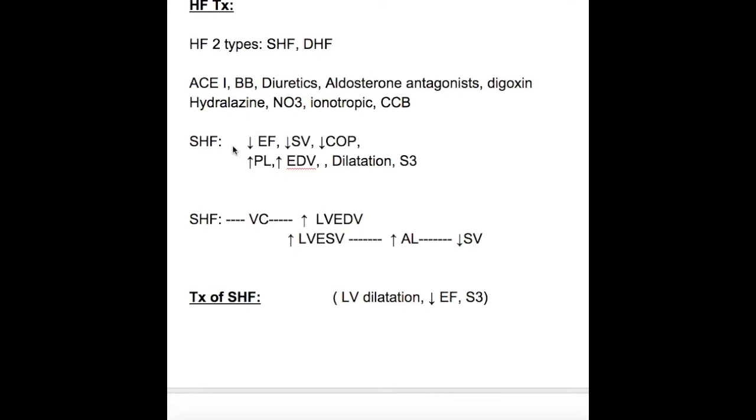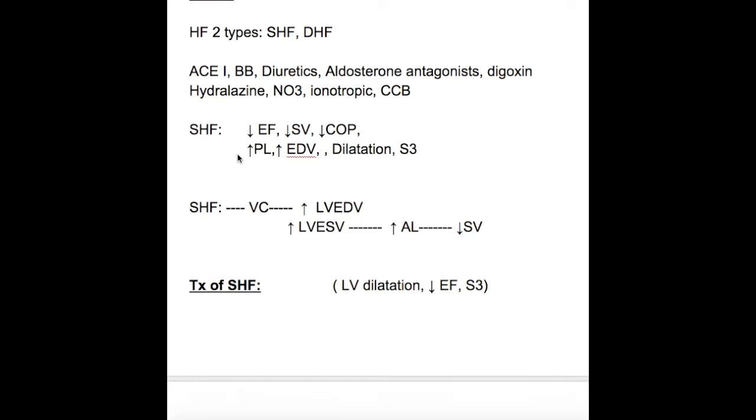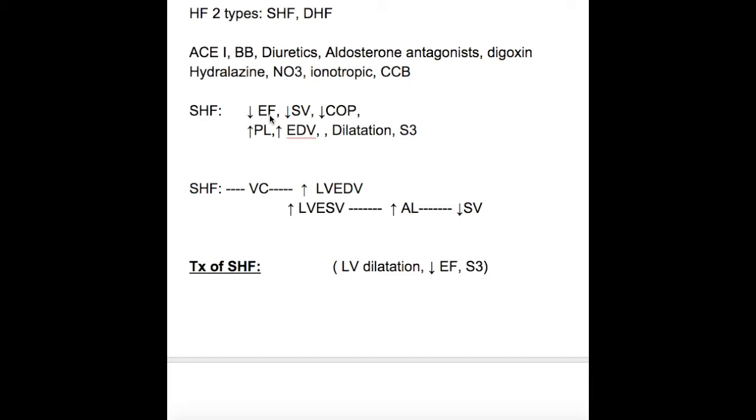So what happens in systolic heart failure? There is decrease in ejection fraction, decreased cardiac output, stroke volume. And what parameters are increased? Increase in preload, increase in diastolic volume, there is dilatation, and third heart sound in systolic heart failure is also heard.